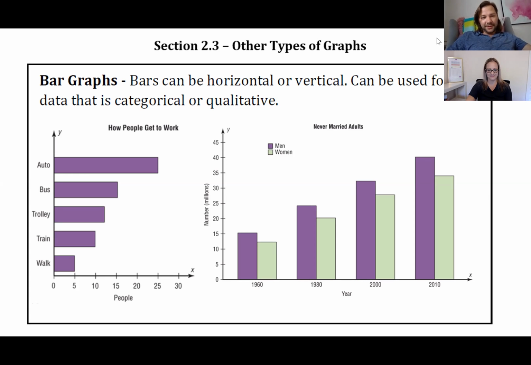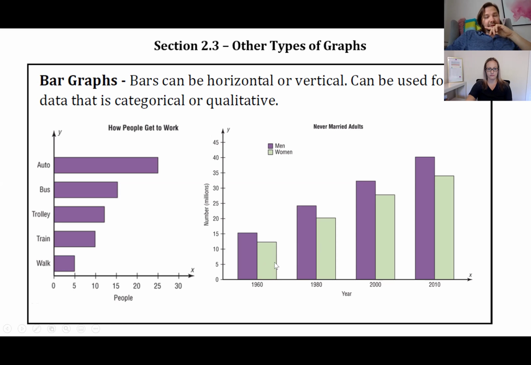So the first type of graph is a bar graph, and bar graphs can either be horizontal or vertical. And I think they're nice because they give you a good picture of what's going on for categorical or qualitative data. And you can also do a compound graph, like here on the right is a compound graph where you have both men and women broken up into categories.